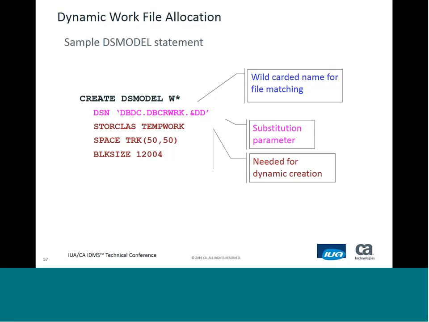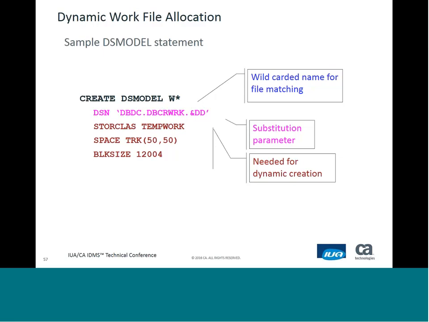So the first thing on the CREATE DATASET MODEL is you specify the DD name, the general DD name that you're going to be using. And what you're going to be doing there is using wildcard matching. So what we have here is CREATE DS MODEL W asterisk. So that says for anything that starts with a W, use this particular characteristic.